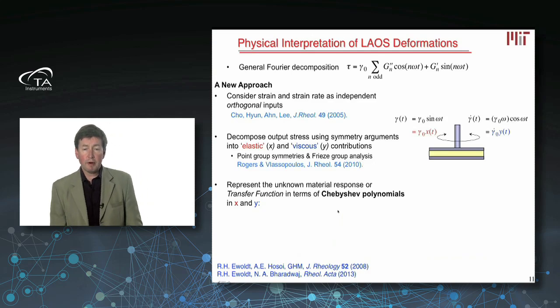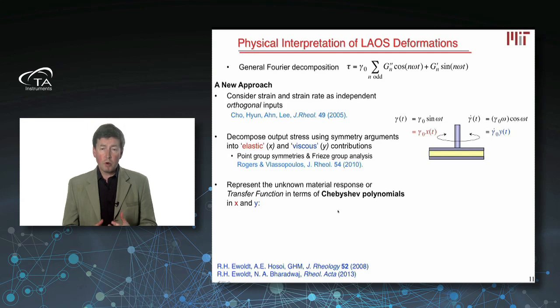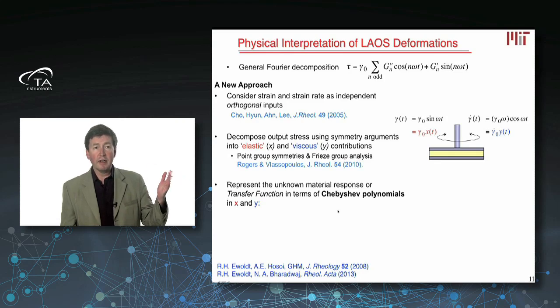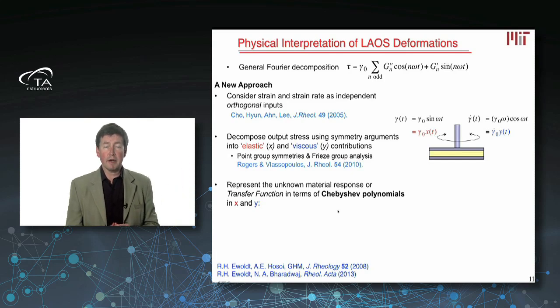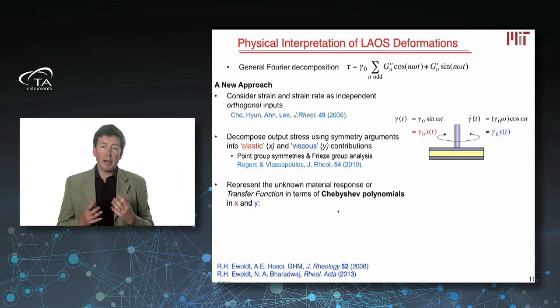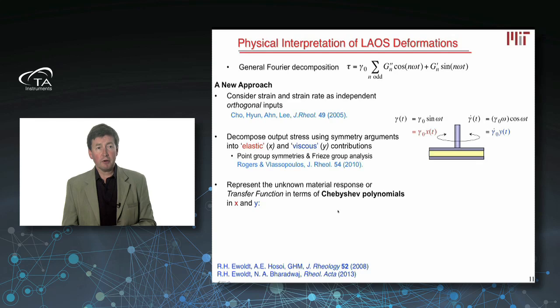Okay, so I've shown you that we can get harmonic information out of these kinds of materials. What I want to introduce now is a physical explanation of what's going on and how you might use that in your own experiments. Okay? So what I'm going to introduce here is this idea that the general Fourier representation, which says stress is an infinite series of sines and cosines, is mathematically rigorous and complete, but understanding what G''n and G'n are is rather difficult, and I want a more physical interpretation.